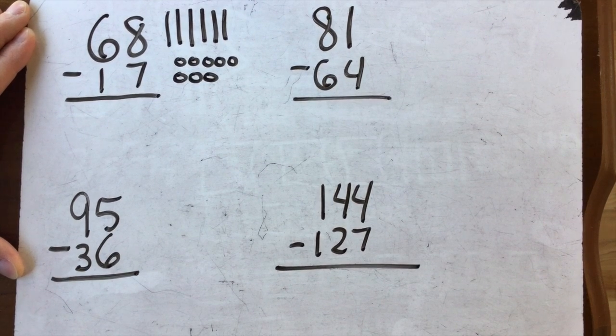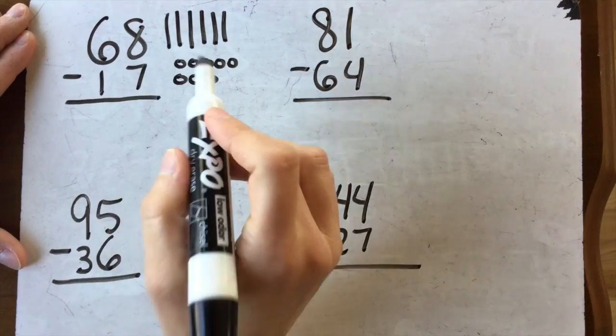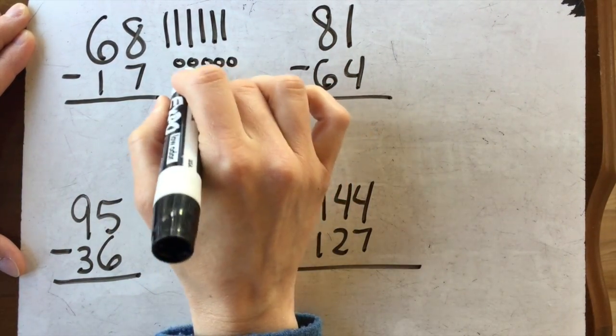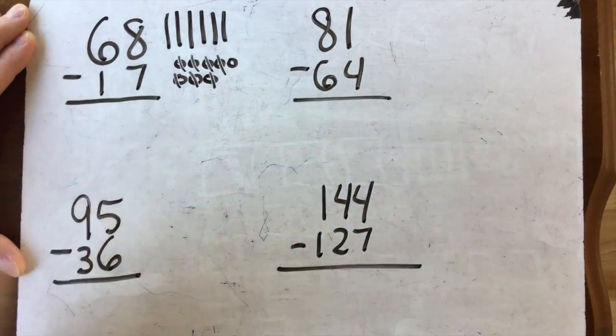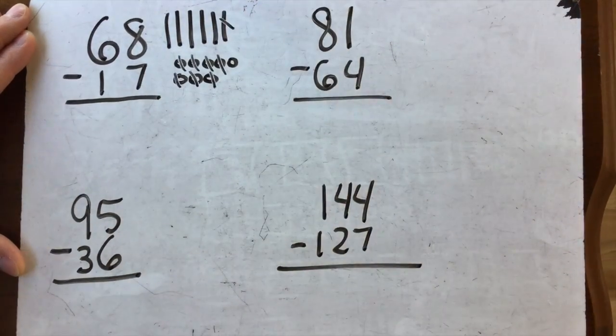We need to subtract 17 from 68. So we need to cross off 7 ones and 1 ten. Let's check to make sure we have enough ones to cross off. So let's cross off 7. 1, 2, 3, 4, 5, 6, 7. Perfect. Then we need to cross off 1 ten. Now we have our answer.